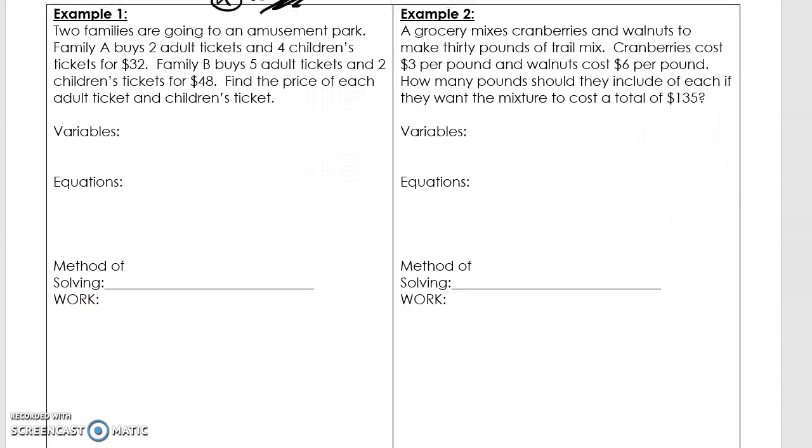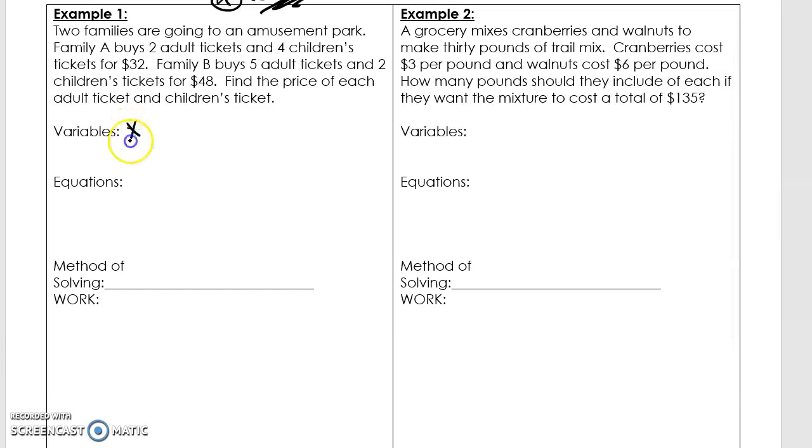So let's go. Number one, two families are going to an amusement park. Family A buys 2 adult tickets and 4 children's tickets for $32. Family B buys 5 adult tickets and 2 children's tickets for $48. Find the price of each adult ticket and children ticket. Read that last sentence again. Find the price of each adult and children ticket.